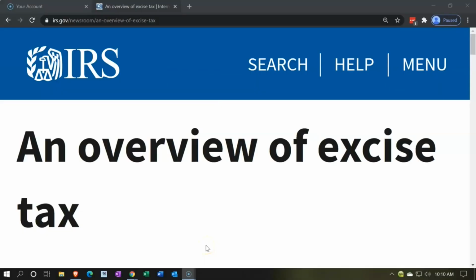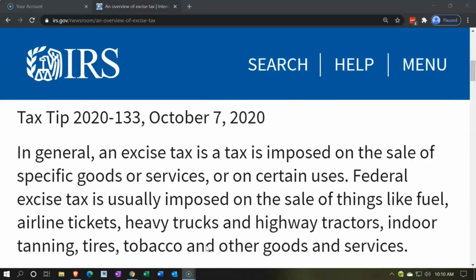An overview of excise tax. In general, an excise tax is a tax imposed on the sale of specific goods or services or on certain uses. Many people might not have as good an understanding of excise tax unless they're in an industry in which excise tax will be imposed. So here is a little bit of an overview of what the excise tax is.